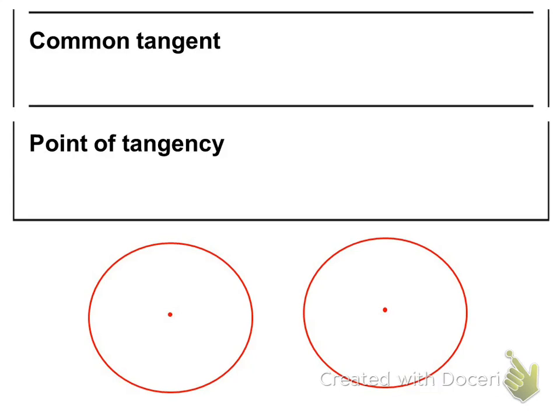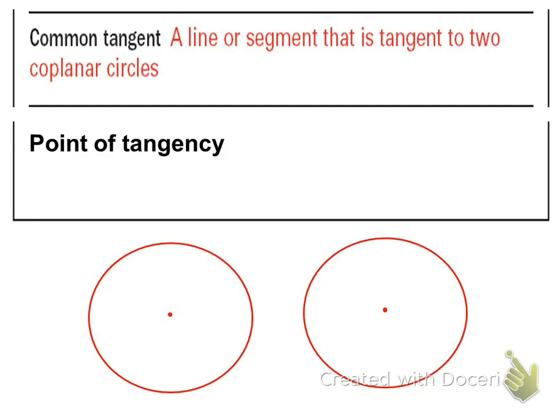All right, a common tangent. A common tangent is a tangent line that intersects two circles. A line or segment that is tangent to two coplanar circles. Over on the side of your notes, you're going to need to add this diagram, and we need to talk about there are different kinds of common tangents. There are what we call common internal tangents and common external tangents. And on your next test and quiz, I'm going to ask you if the tangents are common internal or common external. In your homework tonight, you're also going to have to answer questions like that.